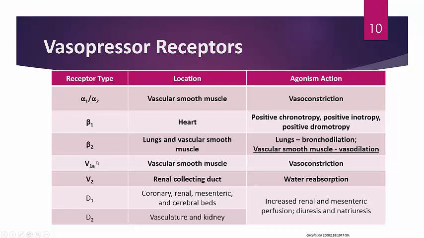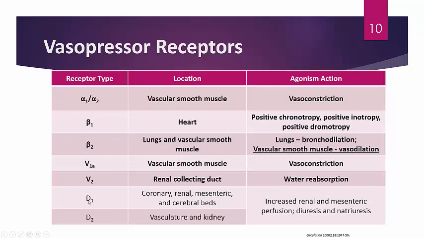The other important receptors I want you to know about are the vasopressin receptors, and those are V1A, V1B, and V2. For our purposes, we're just going to focus on V1A and V2. V1A is found on vascular smooth muscle, and like the alpha receptors, is responsible for vasoconstriction. V2 is found on the renal collecting duct and is responsible for water reabsorption.